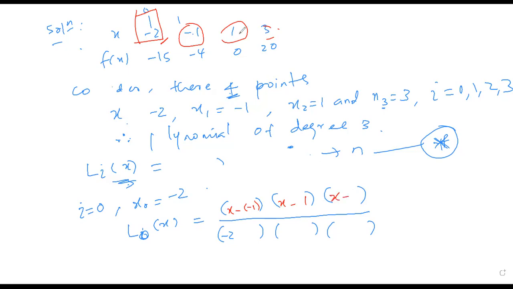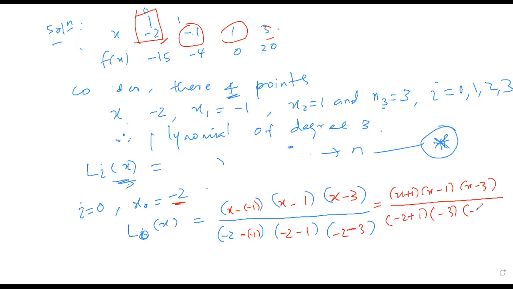So this will be +1, this will be -1, this will be -3. Okay, you just copy whatever is here. There's nothing changed; the only thing is you have to put in the value. See, very easy, you won't make any mistake. So I can simplify: x plus 1, x minus 1, x minus 3, divided by some number. What is the number? Minus 2 plus 1, no? If you are still confused, you can write minus 2 plus 1. This will be minus 3, this will be minus 5.